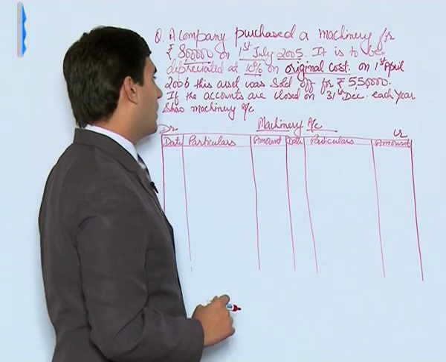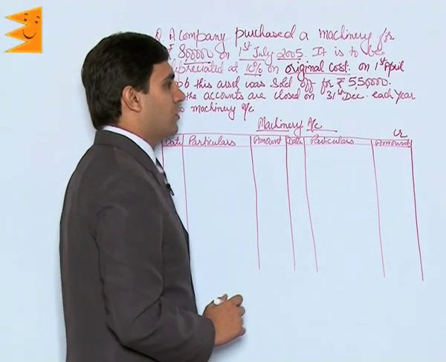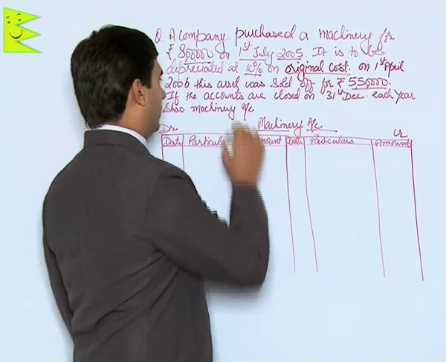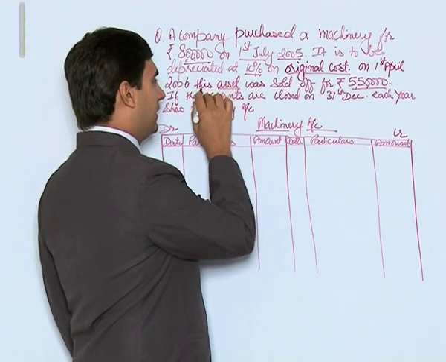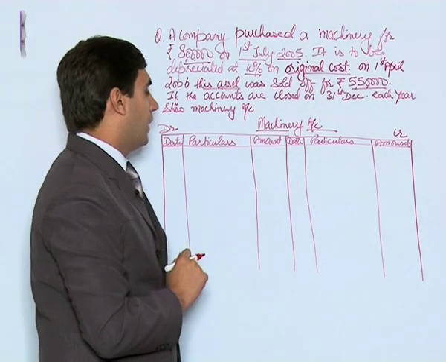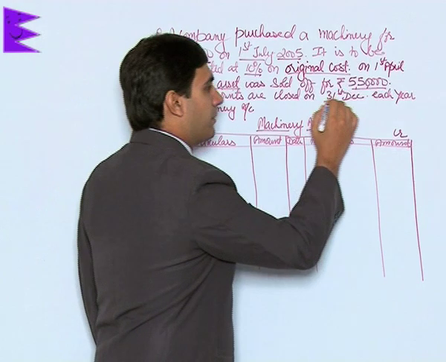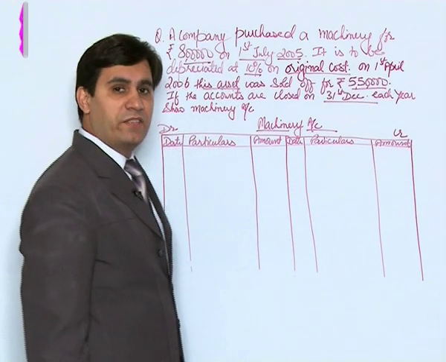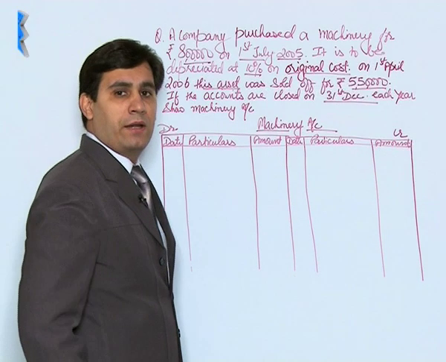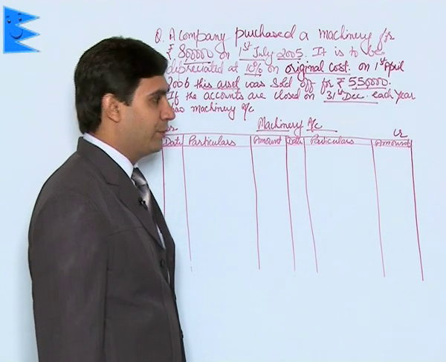On 1st April 2006, this machine was sold off for rupees 5,50,000. Here the asset signifies the same machine. Now the accounts are closed on 31st December each year. That again signifies the same thing, that is, the financial year starts from 1st January and runs till 31st December.